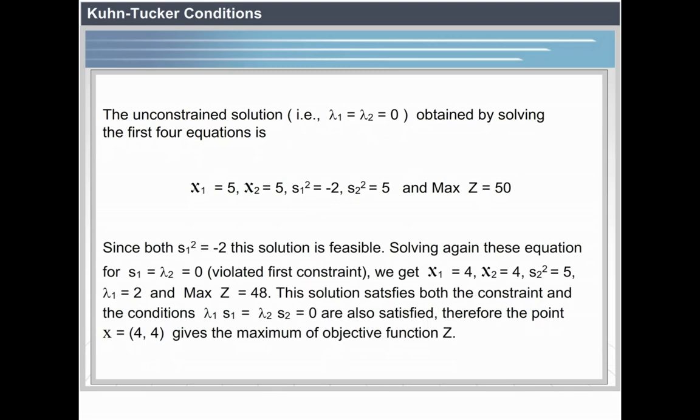Solving these equations again for s1 = λ2 = 0, since the first constraint was violated, we get x1 = 4, x2 = 4, s2² = 5, λ1 = 2, and maximum z = 48. This solution satisfies both the constraints and the conditions λ1s1 = λ2s2 = 0 are satisfied. Therefore, the point x = (4, 4) gives the maximum of the objective function z.